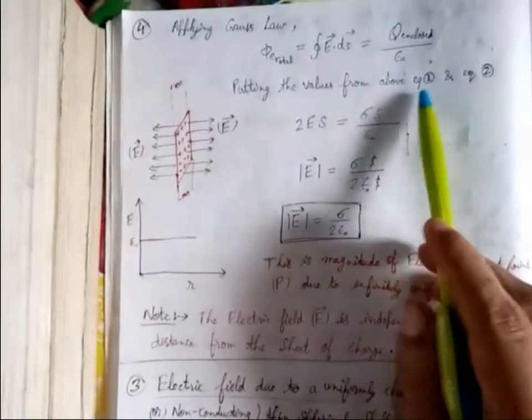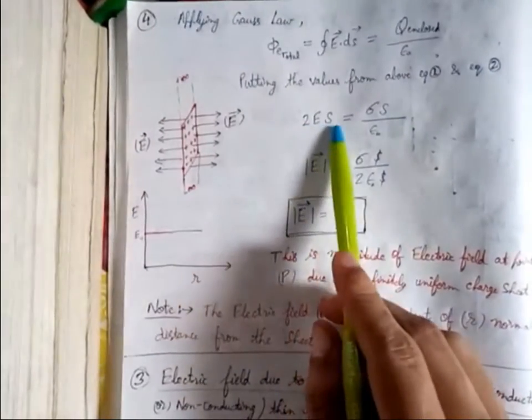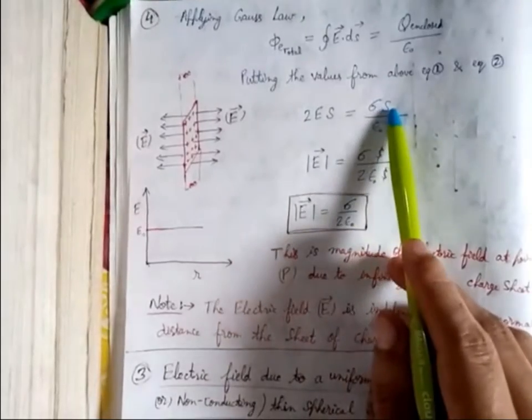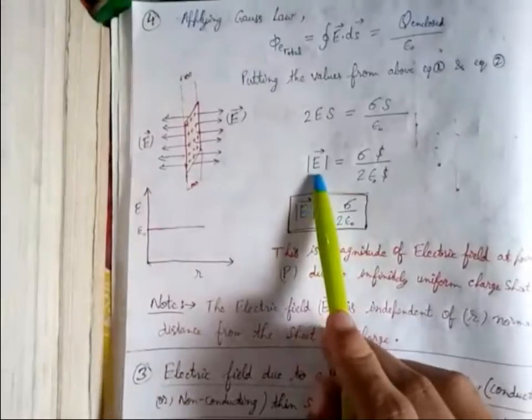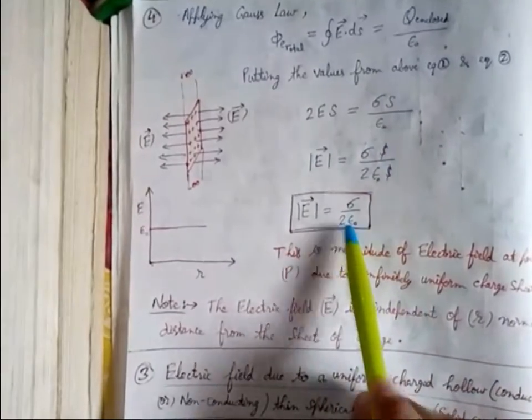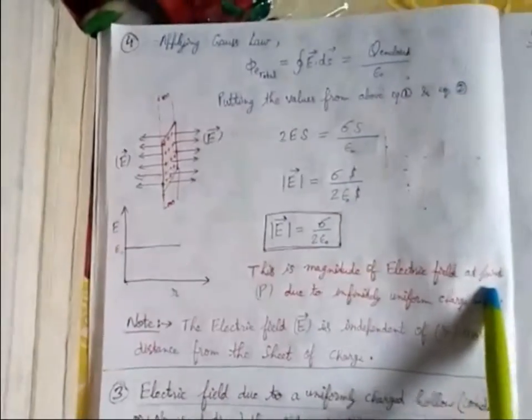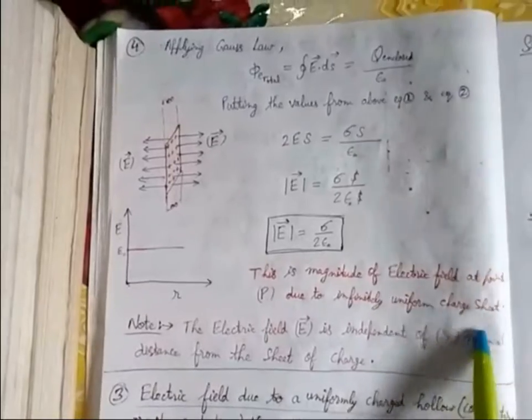Putting the value from the above equation 1 and equation 2, we are getting 2E into S equals sigma into S divided by epsilon naught. So the magnitude of electric field we are getting is sigma upon 2 epsilon naught. This is the magnitude of electric field at a point P due to the infinite uniform charge sheet.